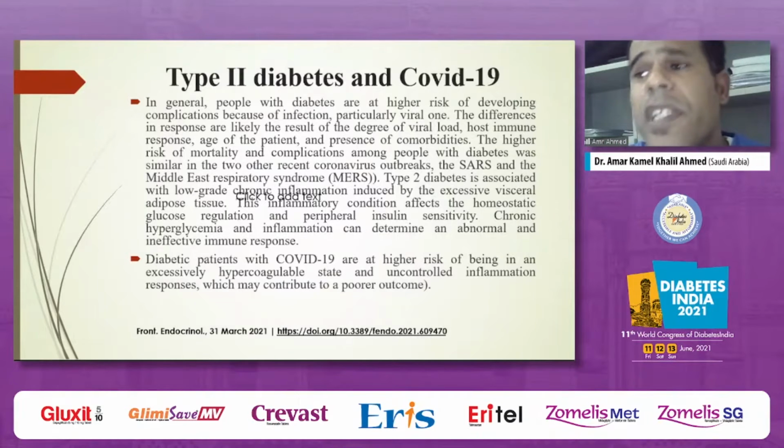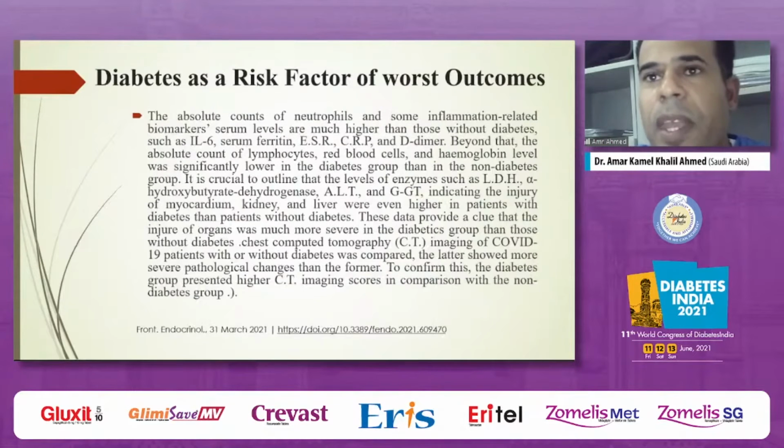Diabetic patients with COVID are at higher risk of an excessively hypercoagulable state and uncontrolled inflammatory response. Diabetes is a risk factor for worse outcome because the absolute count of neutrophils and some inflammation-related biomarkers like interleukin-6, serum ferritin, ESR, CRP, and D-dimer are all high. But the absolute count of lymphocytes, as well as red blood cells and hemoglobin level, are significantly lower in the diabetic group than in the non-diabetic group.